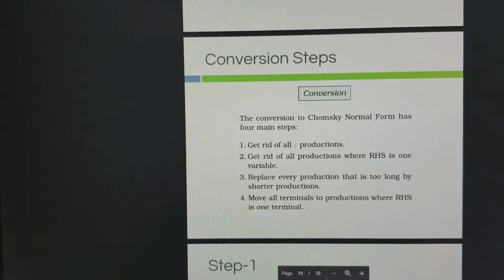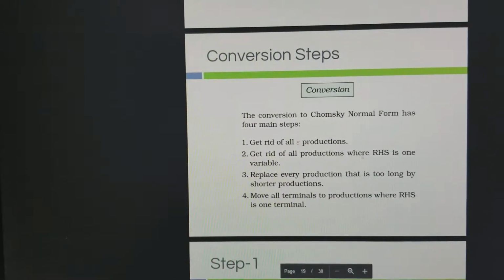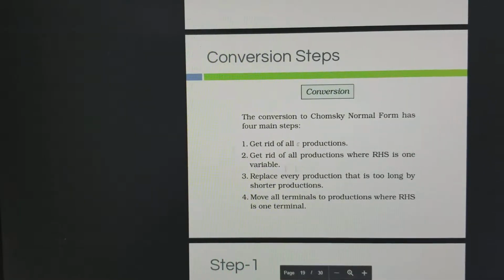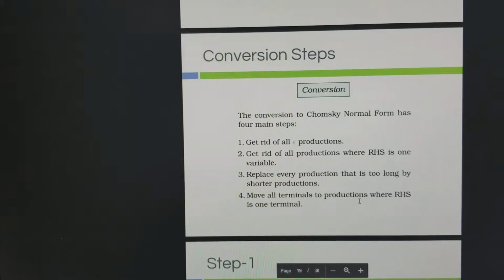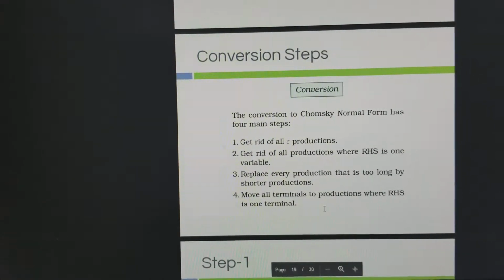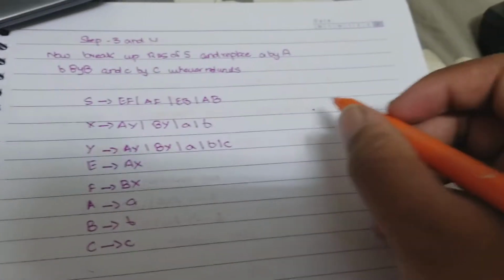The conversion to Chomsky normal form has four main steps. Get rid of all empty productions. Get rid of all productions where the RHS is one variable. Replace every long production by shorter productions. Move all terminals so that productions where the RHS is one terminal remain. Before focusing on these four rules, I'm just focusing right now over here.